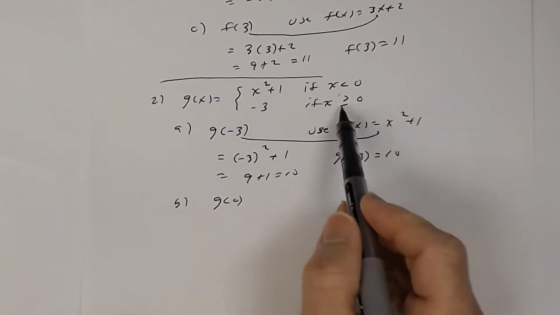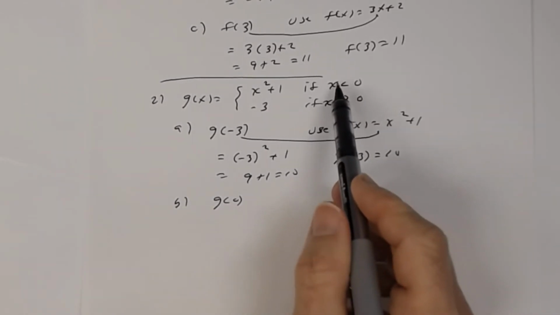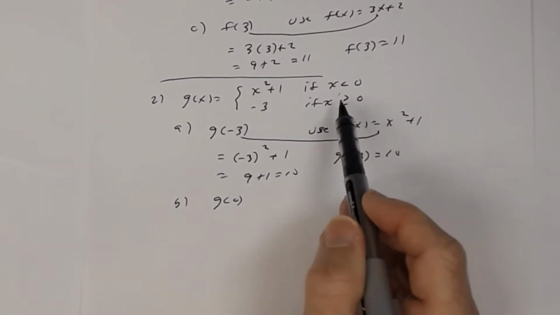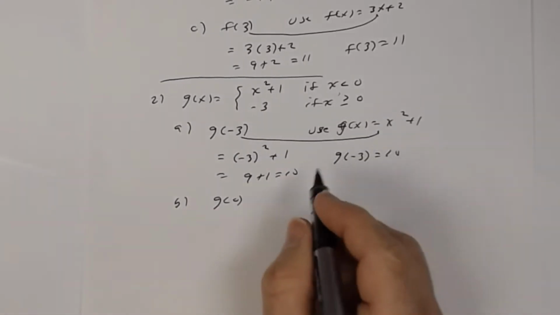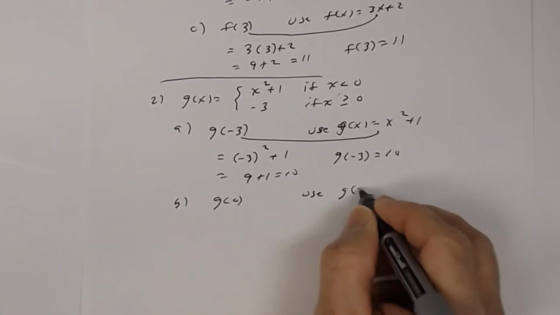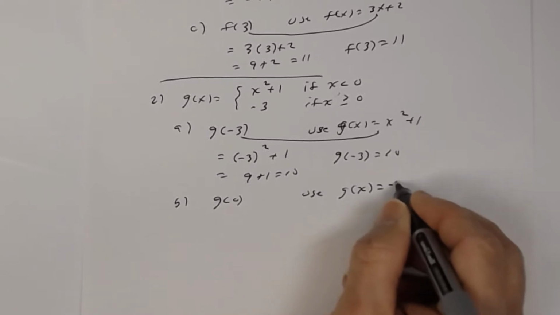So g of 0 is not a true state because 0 is not less than 0. 0 equals 0, so this is the one you're going to use. Now look, you have this negative 3. So you're going to use g of x is equal to negative 3.